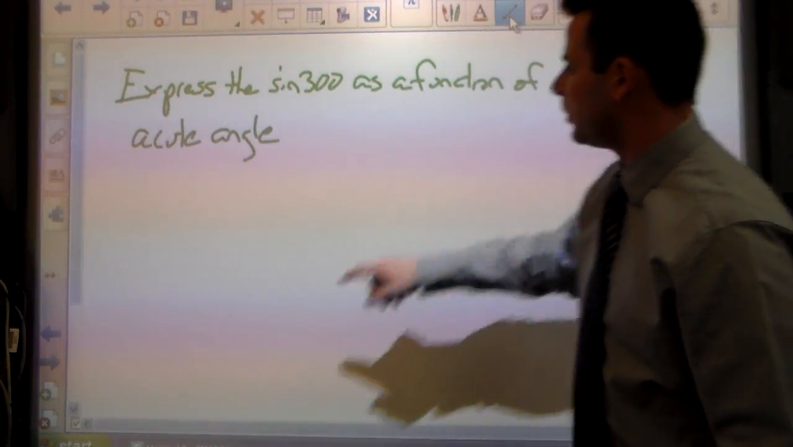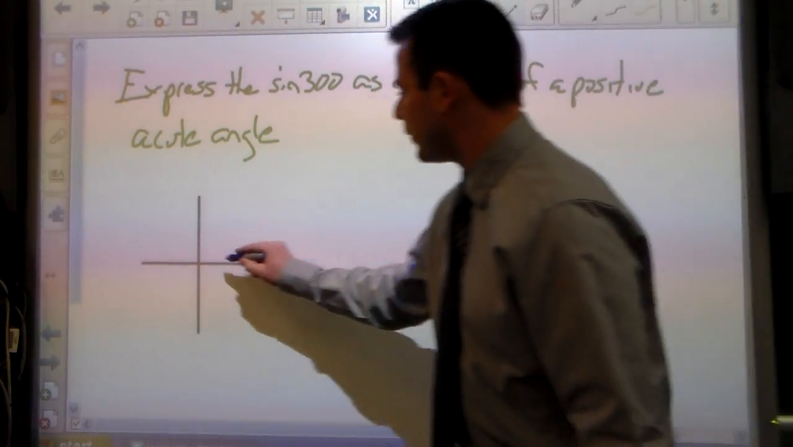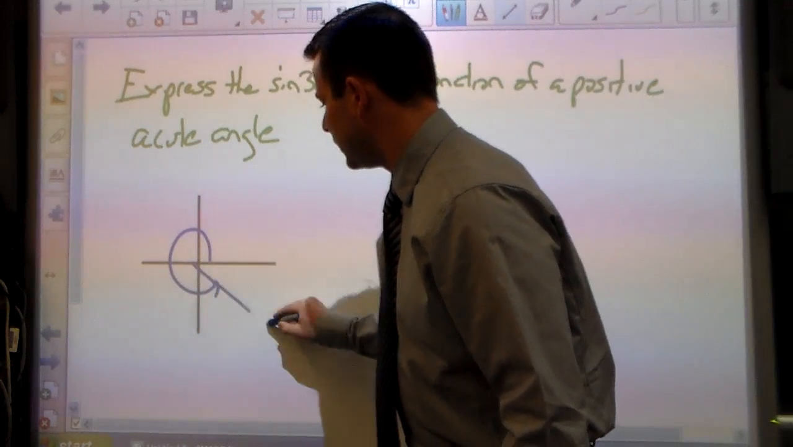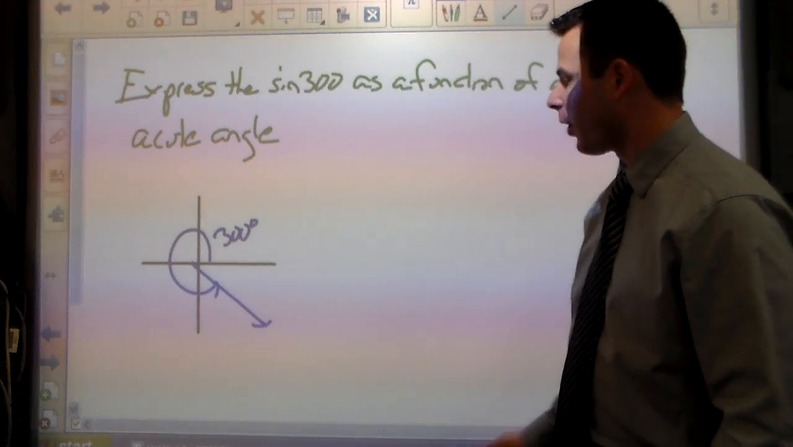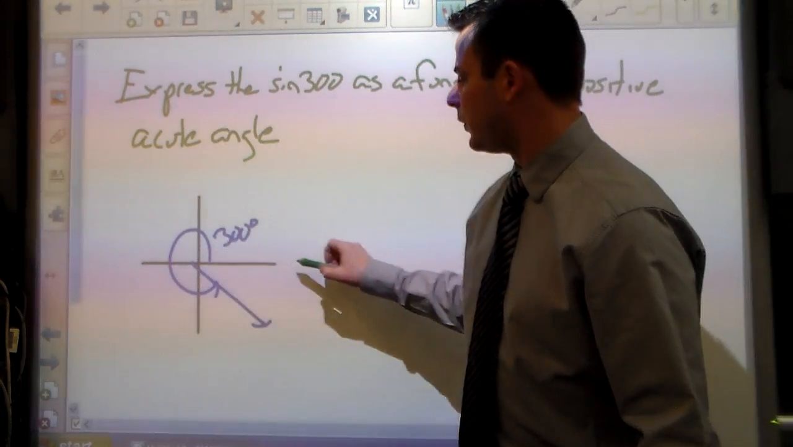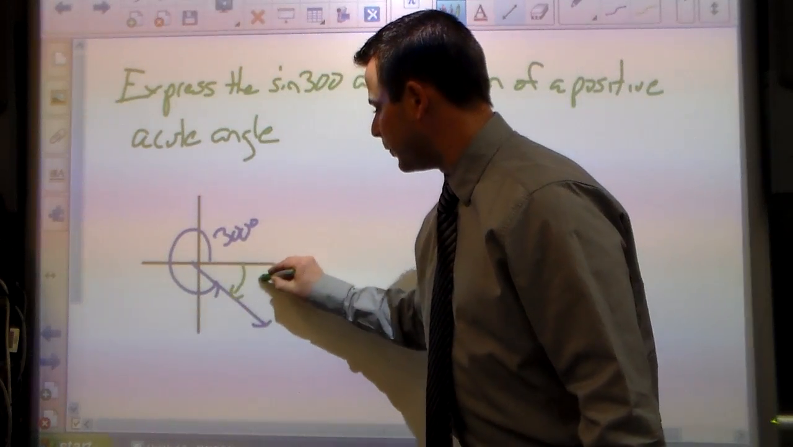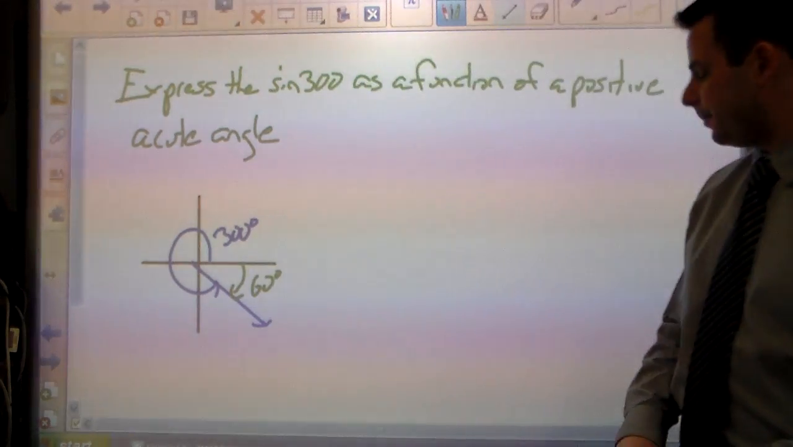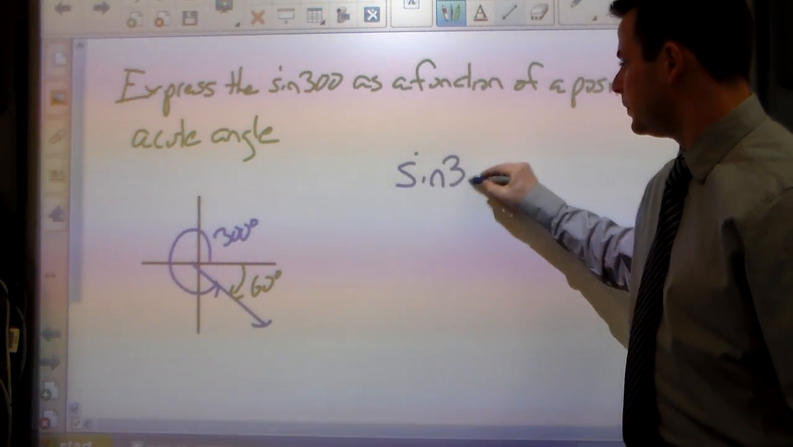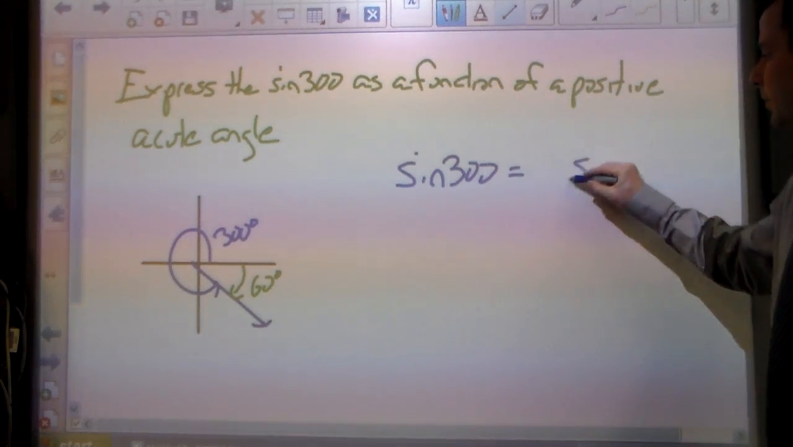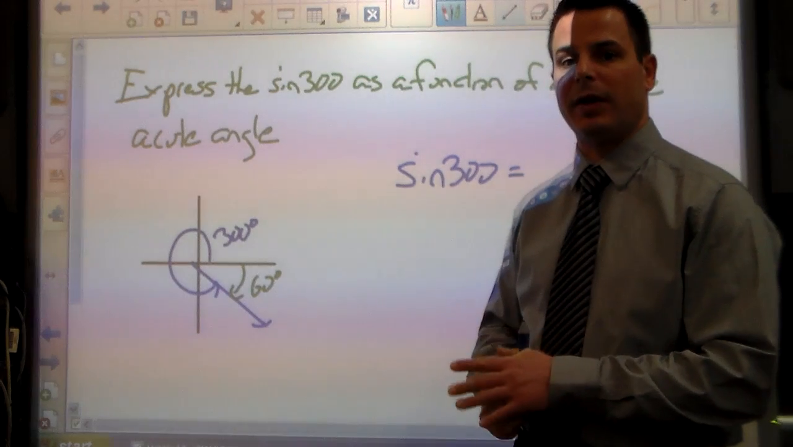So let's plot that in standard position. If we have an angle of rotation of 300 degrees, the reference angle is asking you how far from the x-axis are you. Since this line represents 360 degrees, that means we have a 60-degree reference angle. So now I know that the sine of 300 is going to be the same thing as the sine of 60. That's what a reference angle is used for.